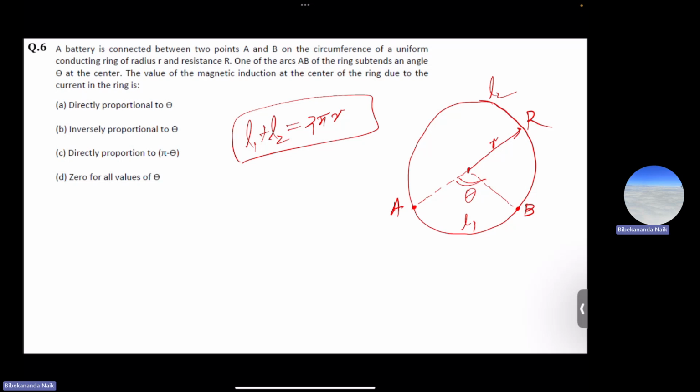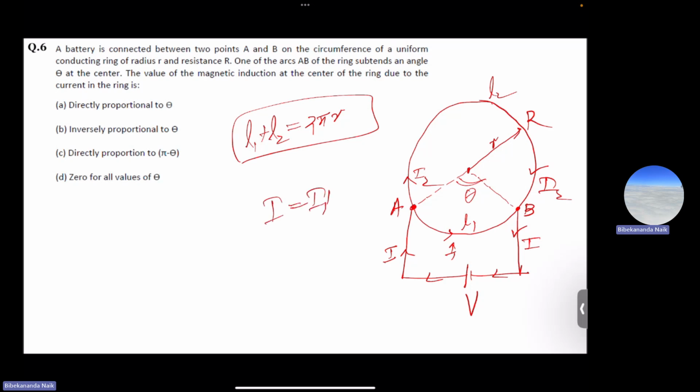It is connected to a wire. Suppose this is the connection and this is the voltage supply that is given. This is B. So this is the direction of the current. This is I, this is I1, this is I2. Again it will come back as I2, then it is I. So at this point, I is I1 plus I2. So current is flowing like this.